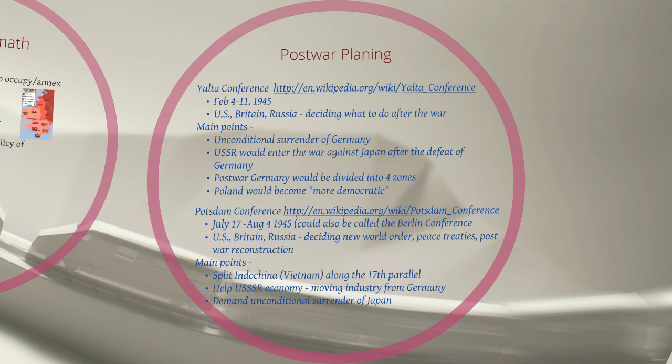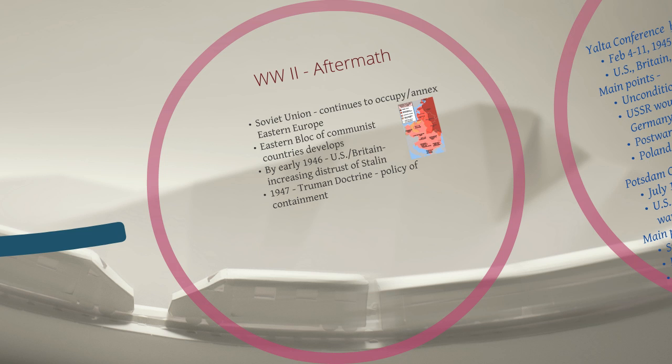So if we look at the aftermath of World War II, the two post-war conferences that we talked about kind of set the stage. That's what's supposed to happen after the war. The Soviet Union kind of goes back on a lot of those promises. They continue to occupy and annex a lot of Eastern Europe.